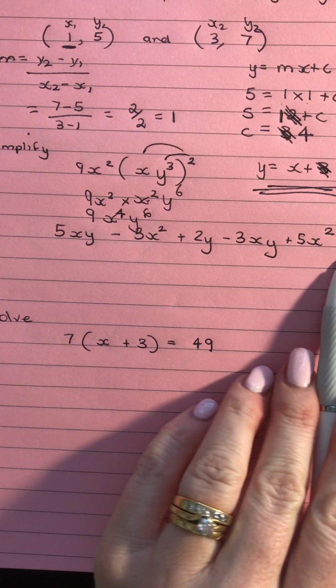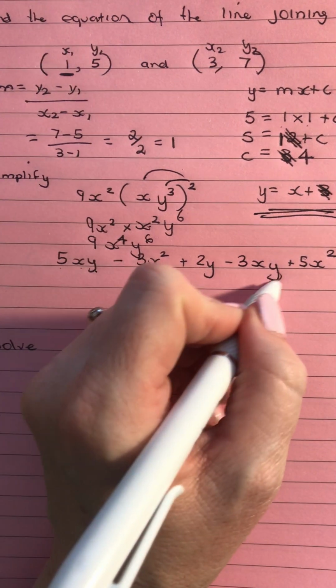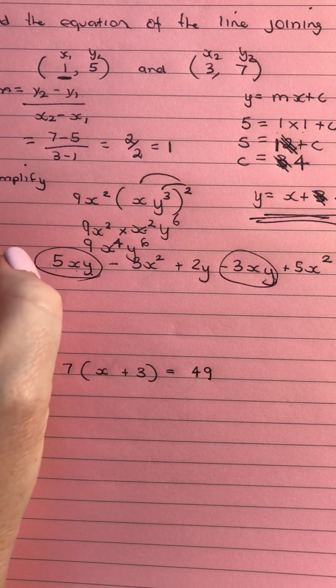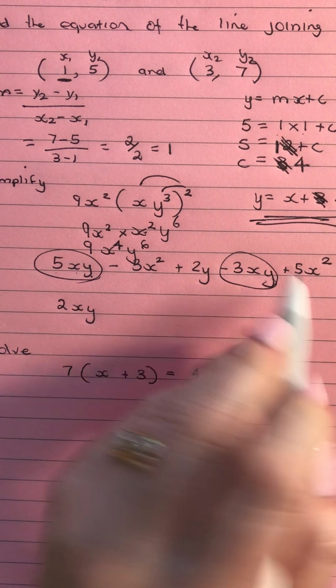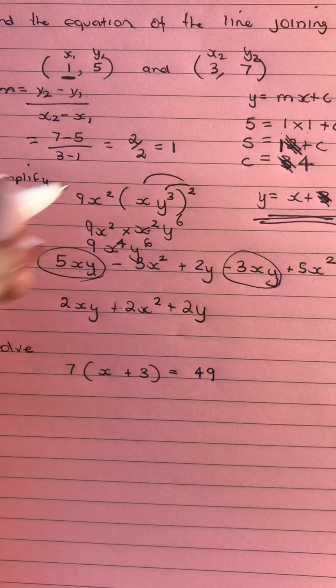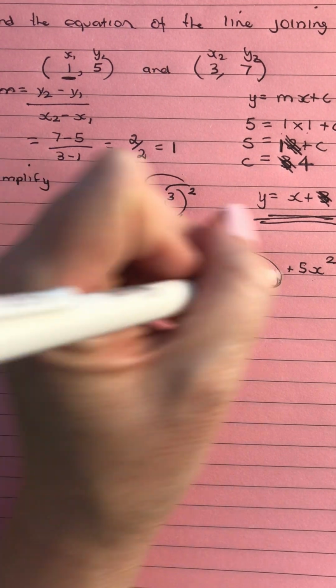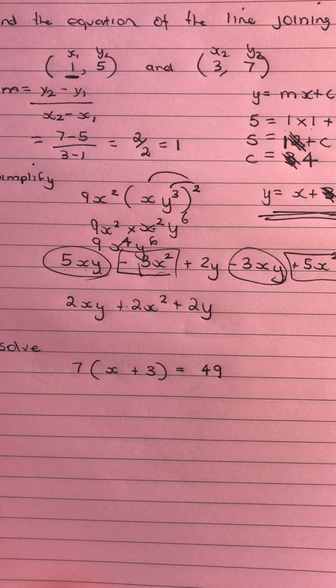Then I've got one where I'm collecting my like terms. So I've got 5xy minus 3xy. That's going to give me 2xy. Then I've got minus 3x squared plus 5x squared is plus 2x squared plus 2y. And that is my simplified expression.